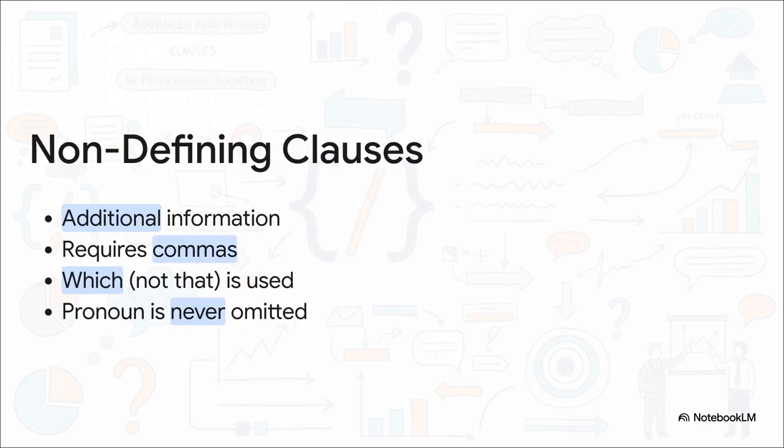Now, what's really interesting about this slide is the absolute strictness of non-defining relative clauses. These clauses simply add extra non-essential background information. And because it's just extra, it gets quarantined right between two commas. But listen, here are the ironclad rules for this one. The word that is strictly prohibited. No exceptions. You absolutely cannot say, my boss, that is from London. No way. It must be who. And secondly, the relative pronoun can never be omitted here.